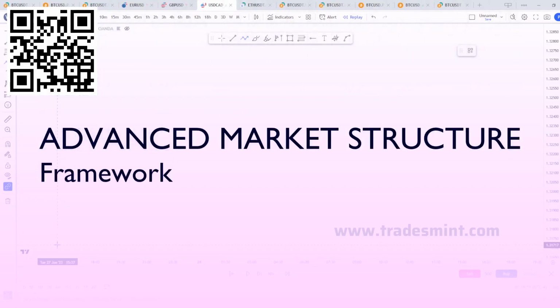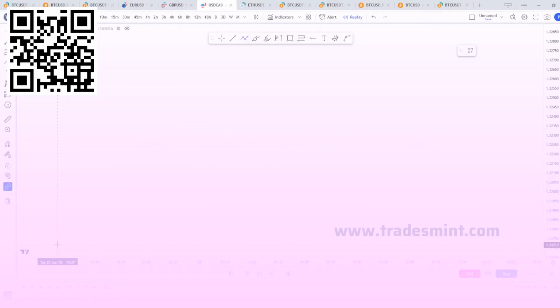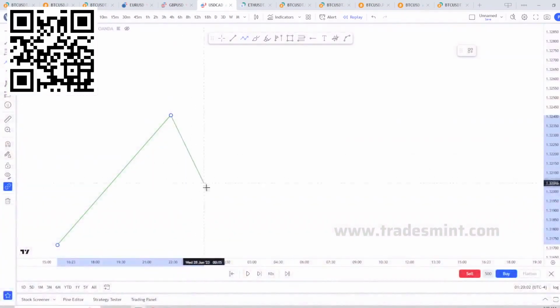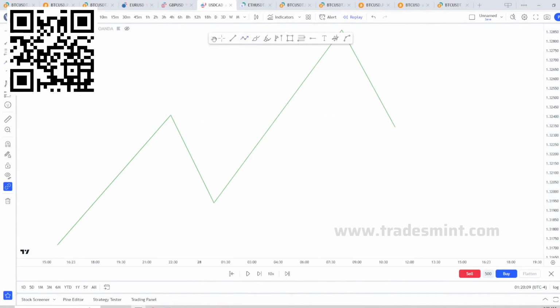So now we're going to go over the framework that's actually behind market structure. Of course, you're always going to have what you refer to as a primary base leg. And within a primary base leg, a retracement always occurs. This is a very brief description just to get your head around how market structure actually works before you look at any of these advanced market structure videos. So we call this our primary leg.